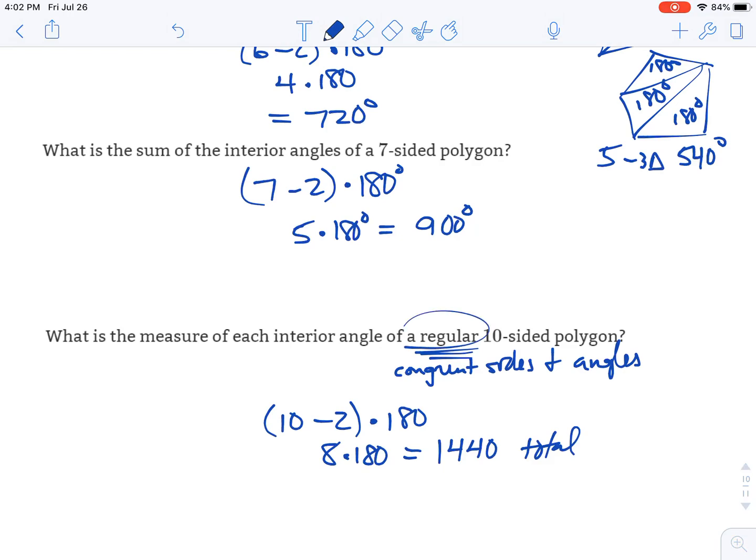And if it's regular, they're all the same. So we just take our total and divide it by how many there are, 10, because there were 10 sides, 10 angles, and that gives you each angle. So 144 degrees for each angle. That's how we figure out, if we know the number of sides and it's regular, you can figure out each one by taking the total and dividing by how many you have.